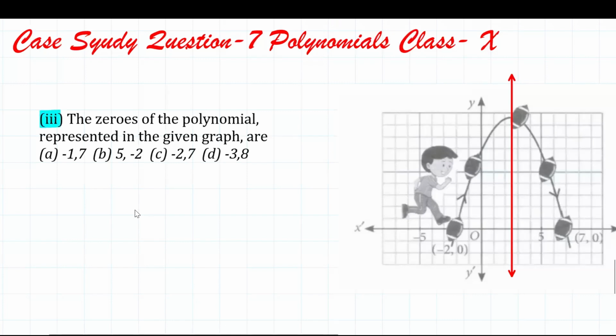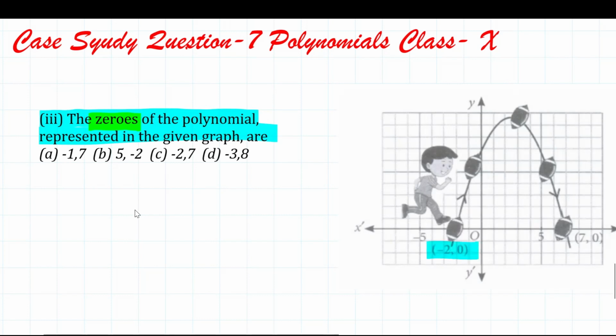In the third part, it says the zeros of the polynomial represented in the graph. So we have to find the zeros of the polynomial. So what are the zeros of the polynomial? Zeros of the polynomial are the x coordinates of the points of intersection of the graph with the x-axis.